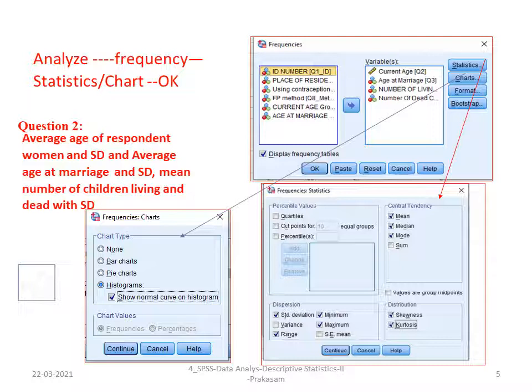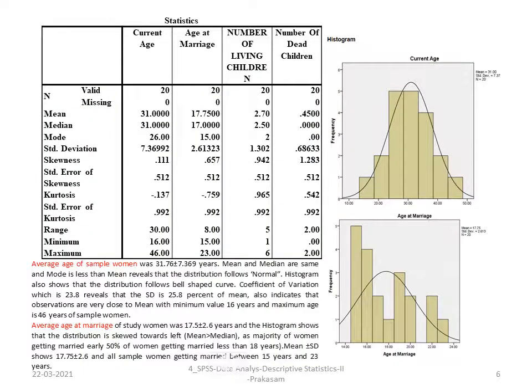Once you do that, you will find out what the results are and how to interpret them, which we will come across in the next slide. After clicking the frequency and options, with statistics as well as the chart histogram, the output will be generated by SPSS, and it is given here.